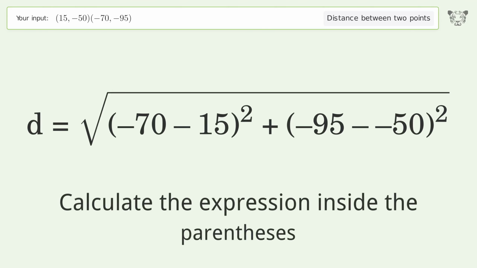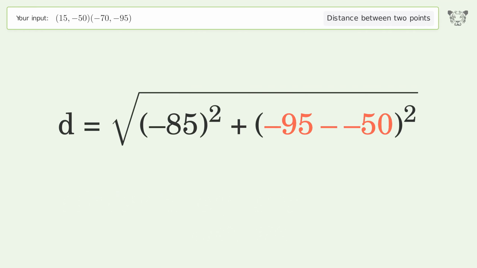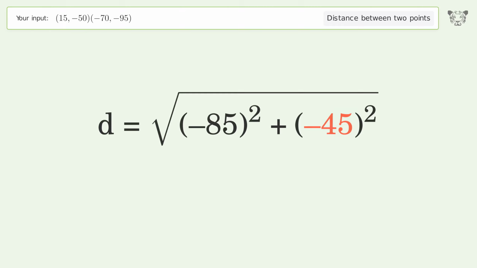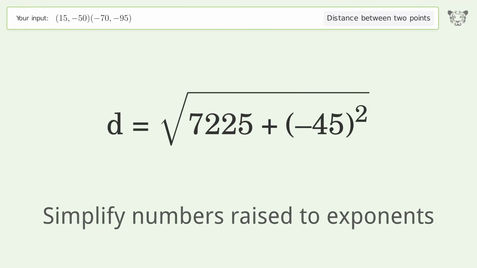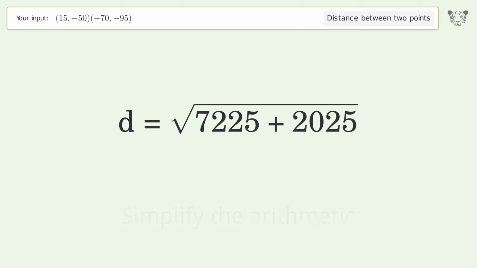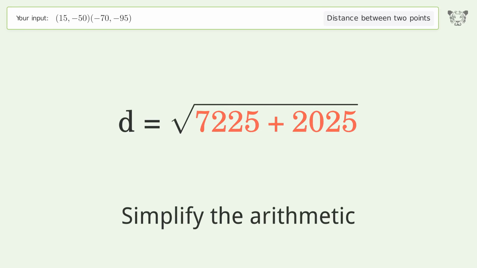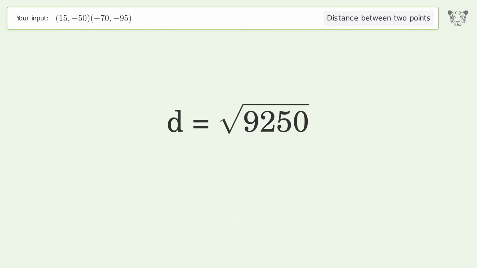Calculate the expression inside the parentheses. Simplify numbers raised to exponents. Simplify the arithmetic. And so the distance between the 2 points is the square root of 9,250, or 96.177.